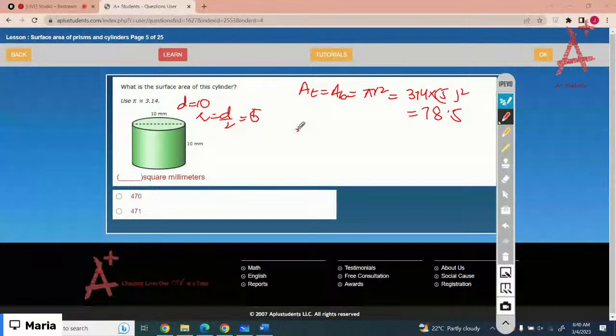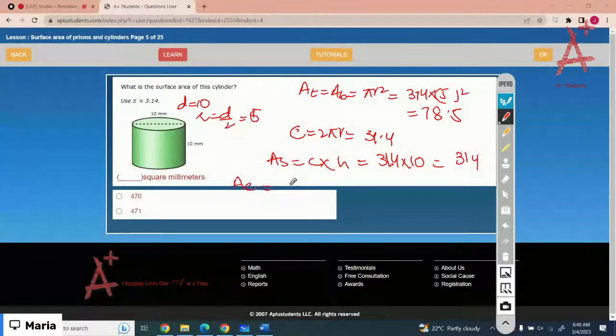Okay, now you have to calculate the circumference, that is 2 pi r. So it would be 2 times 3.14 times 5. That is 31.4. You have to calculate the area of the side. That would be C times H. So C is 31.4 times 10, which is 314. So for the area of the cylinder, you have to add all the areas: 78.5, 31.4 and 314.